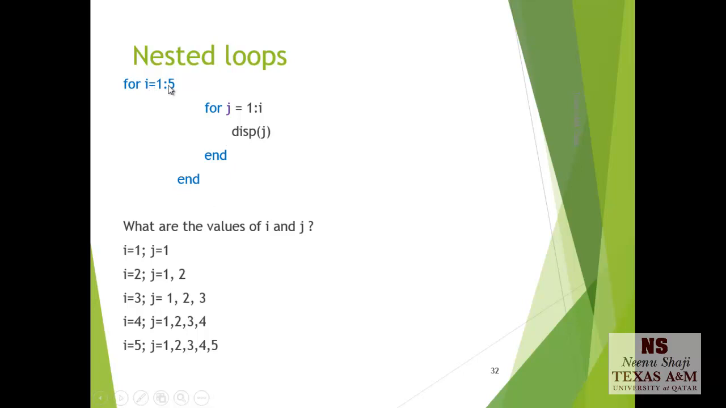Again, I will change to 2. So j will become 1 till 2. So there are two values that j can take here. So when I is 2, j has two values, which are 1 and 2. When I is 3, j has three values because it goes from 1 till 3. So 1, 2, and 3. Similarly, for 4 and 5. So the total number of times this nested loop executes would be, the outermost for loop executes 5 times, and the innermost for loop would execute a maximum of 5 times.